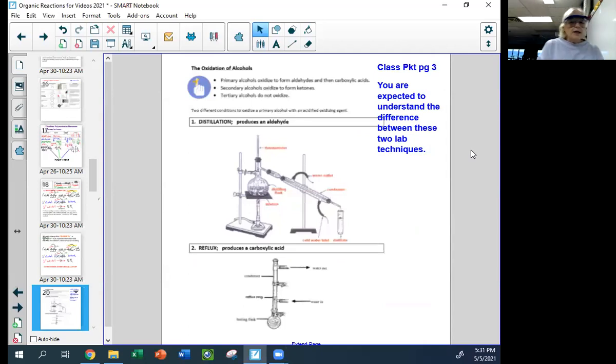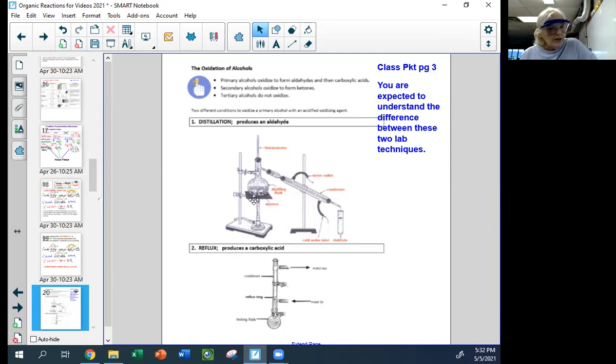On page 3 in your class packet, I have an illustration to show you the difference between distillation and refluxing. When you distill a primary alcohol with the oxidizing agent in this reaction chamber, this is where the reaction is taking place. When you put a primary alcohol and potassium dichromate with a little bit of acid catalyst and you heat, that reaction produces the first product, which is an aldehyde.